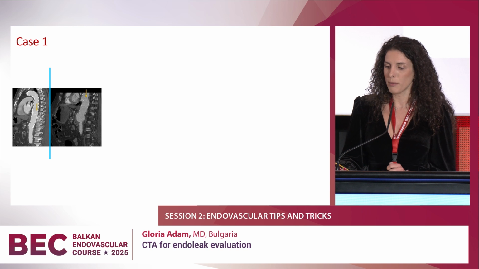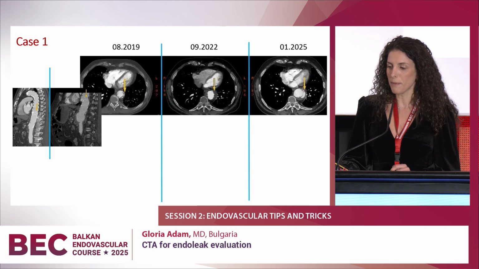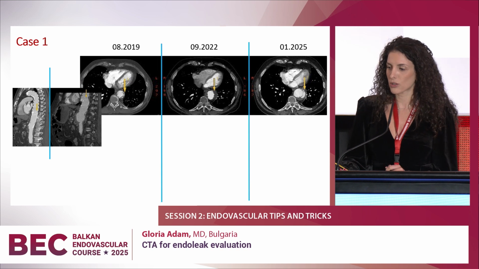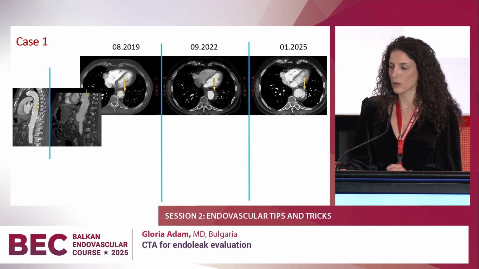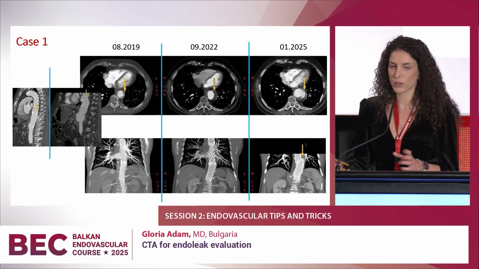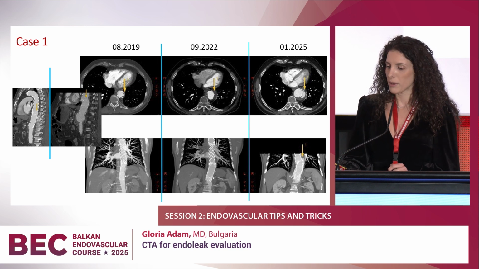And at follow-up, we can see that initially there was good connection between the 2 stent grafts in the thoracic aorta, but with time there is enlargement outside the stent grafts and 1 endoleak which happens between the 2 stent grafts, which is probably type 1 endoleak proximal. But why I'm showing you this case?